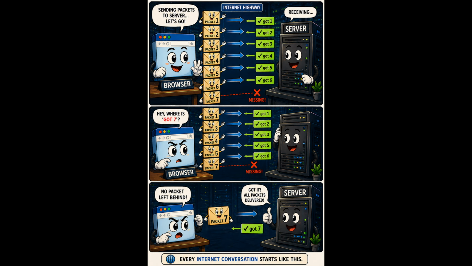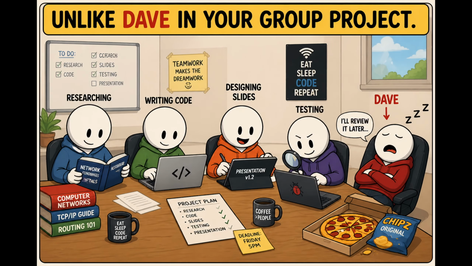Second, TCP numbers every packet and the receiver confirms they arrived. If the sender doesn't get a confirmation for packet 7, it sends it again. No packet left behind. Unlike that group project in uni where Dave definitely left you behind.